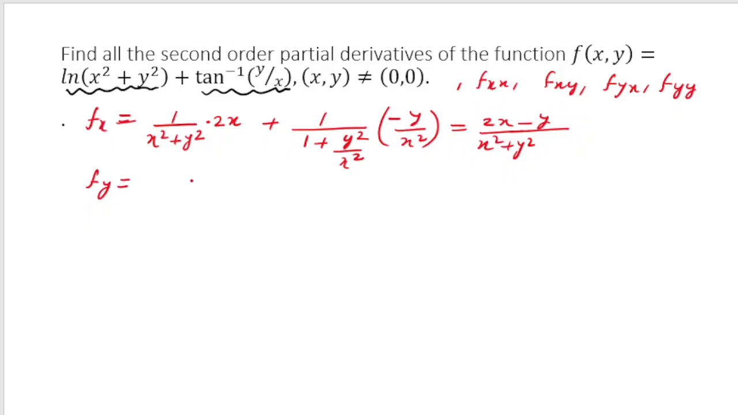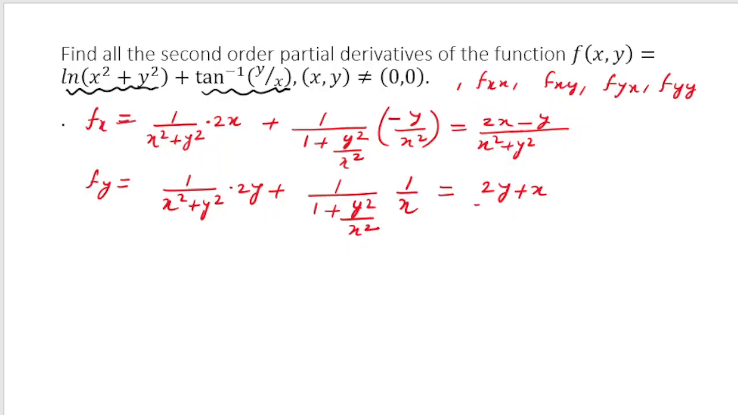If I get f_y, then what will I get? I will again get 1/(x² + y²) times 2y, plus 1/(1 + y²/x²), but this time I have to differentiate with respect to y, so in y/x, 1/x will be the constant term. So this time, taking x² in the numerator, I will get x, and here I have 2y, so I will get (2y + x)/(x² + y²). I hope it is clear to you.